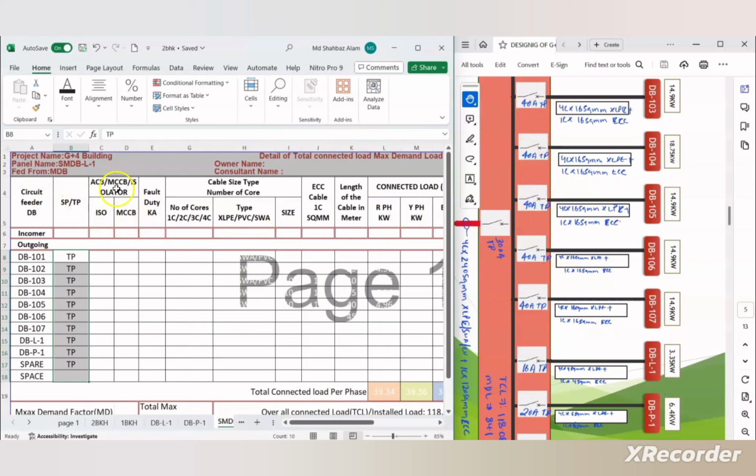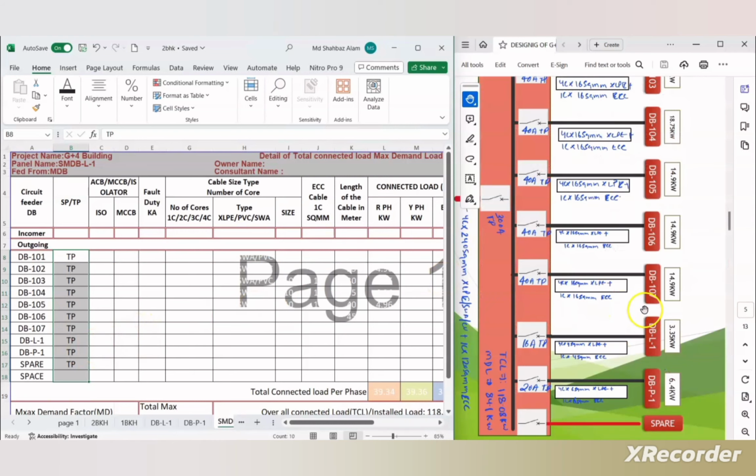There are 2 categories for the breakers: one is isolator and the other category is MCCB/ACB. But here we don't have any air circuit breaker, only MCCB, so I deleted air circuit breaker. For DB101 we have 40 ampere breakers. So I will write 40 ampere for all the 1 BHK flats, and for the 2 BHK flats it's also 40 ampere. For DBL1 the breaker rating is 16 ampere and for DBP1 the breaker rating is 20 ampere, so I will write the MCCB ratings accordingly.